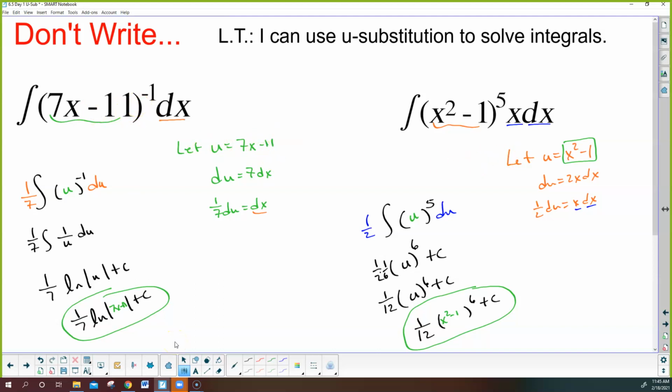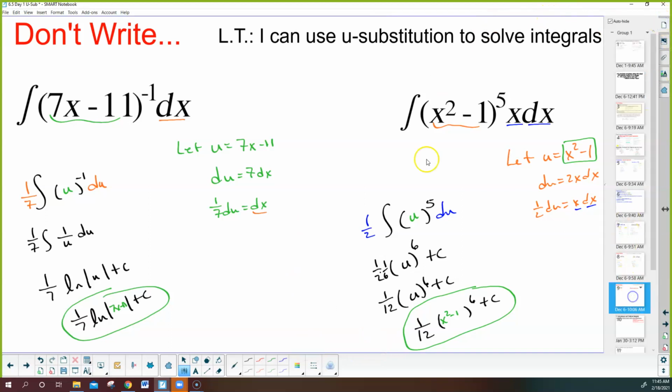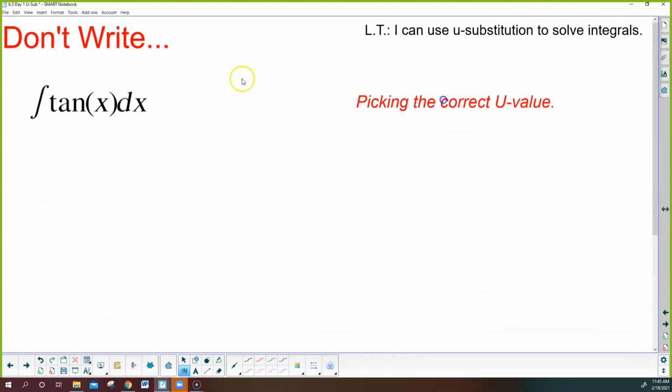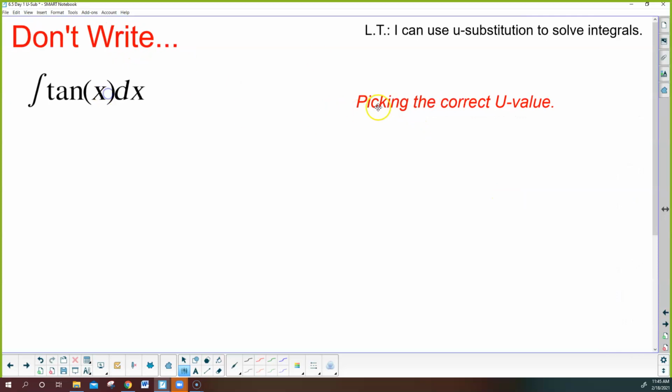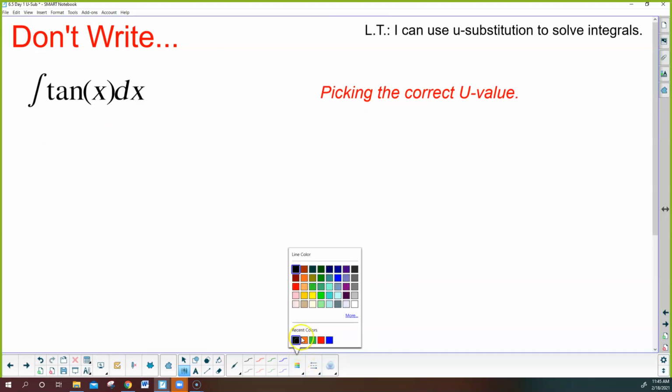Okay, so I just wanted you to see those because those are just kind of straightforward ones, but it's good to get a couple more problems under our belt. This one I don't want you to write, because the question always comes up: what if I pick the wrong u? And that's important. You got a question, Emily? No? Okay, cool. Also, let me know if you do have a question. It would be really good to answer any questions as we move along.